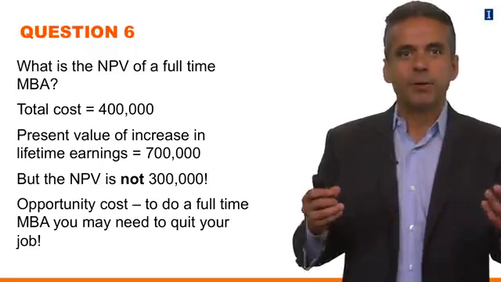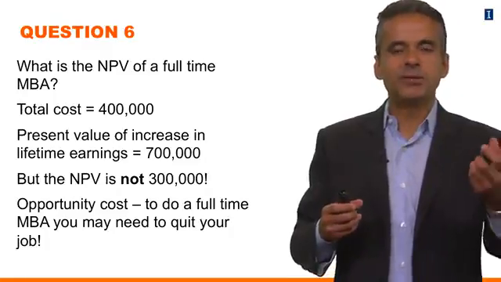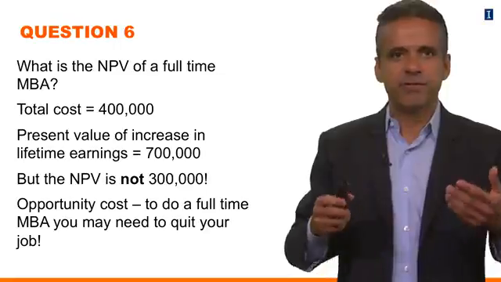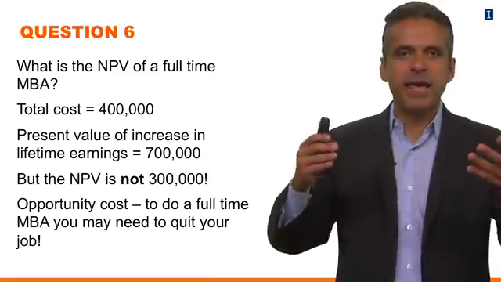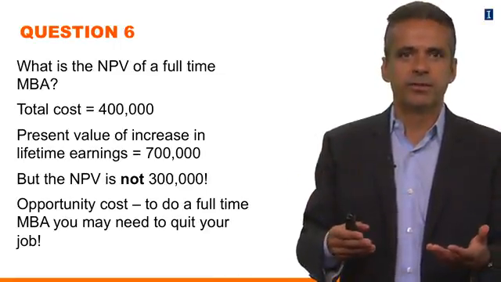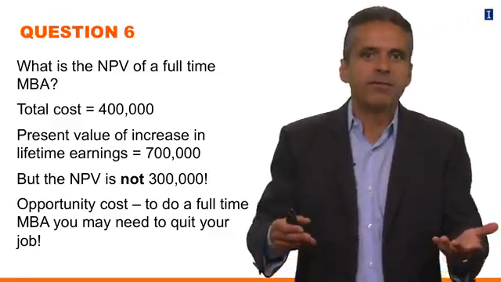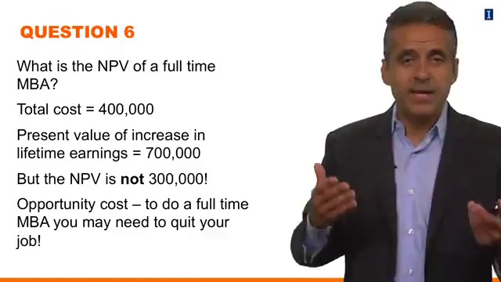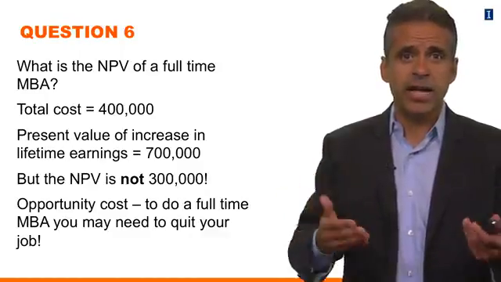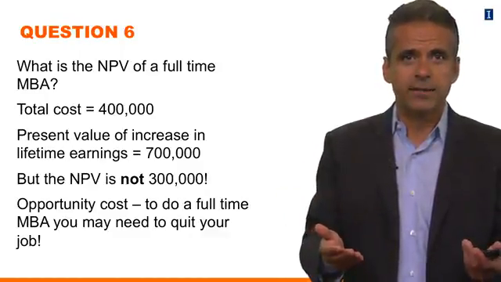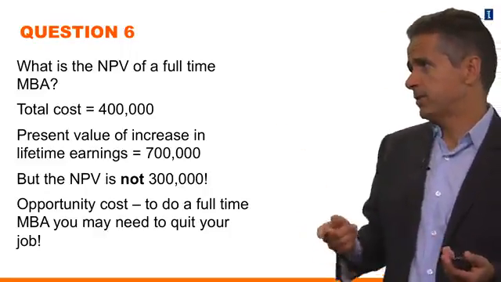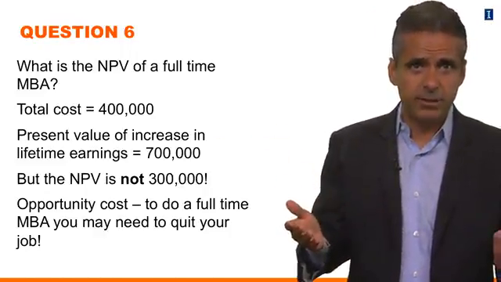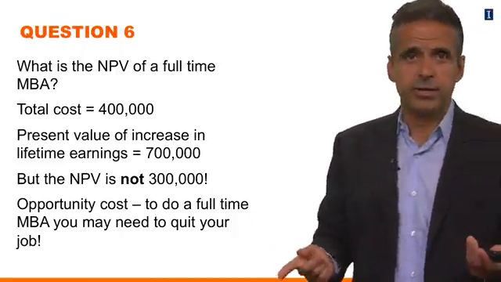Question 6 is about opportunity costs. This is what you should have figured out here. The net present value of a full-time MBA is going to depend heavily on your opportunity cost. In the case of the MBA, the opportunity cost comes from the need that if you're going to take a full-time MBA, you're going to have to quit your job. The total cost of the project is 400, and you're going to increase your lifetime earnings by 700. But the NPV is not 300.